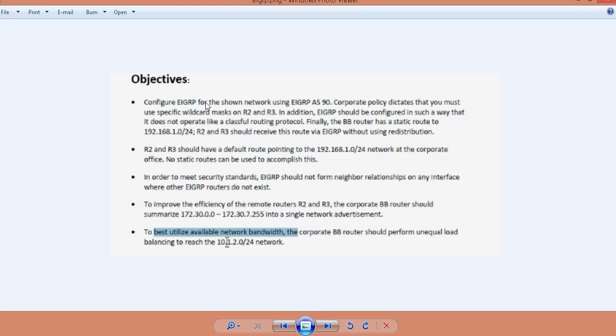You know how to implement EIGRP on the routers. You know how to load balance between links in EIGRP, how to implement passive interfaces, and how to inject a static route into the EIGRP network without using a static route. So that is it for now.